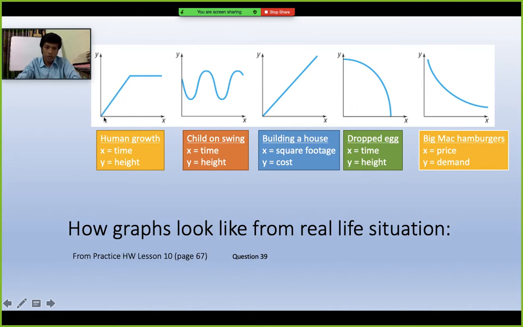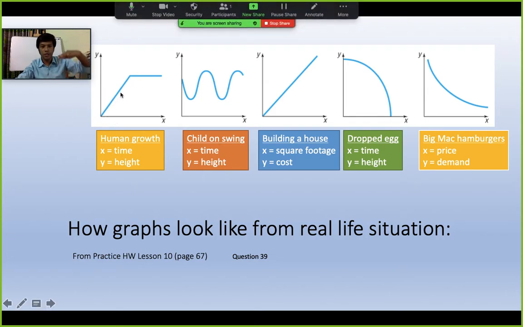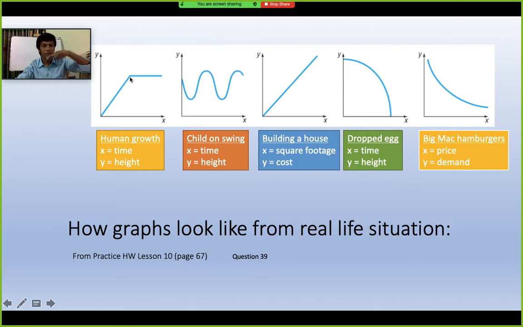Human growth, the graph of a human growth is like this. Like how our height increases. From our childhood, our height starts increasing and increasing and increasing. And at some point, people do not increase anymore. It just becomes kind of a straight line. So x-axis is the time. As the time increases, your height also increases, and at some point height stops increasing. So this will be the graph of the height of some human being with respect to time.